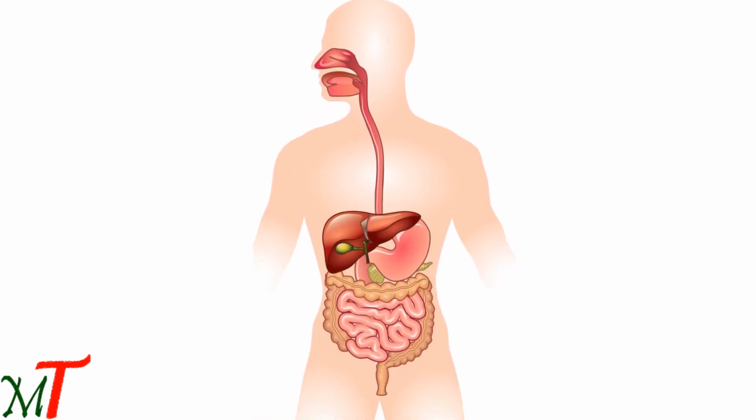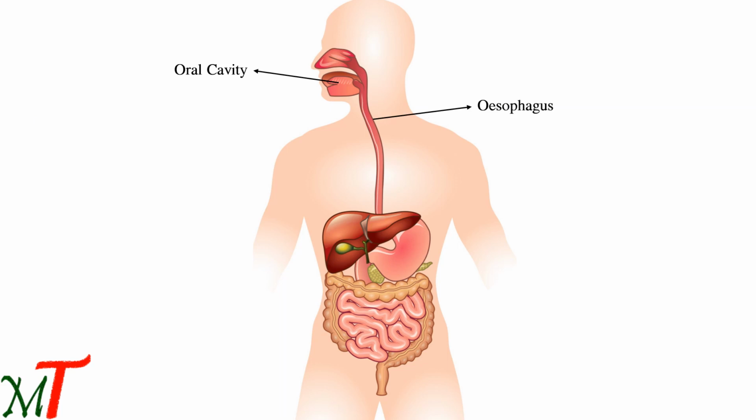Now here see, the digestive system consists of some parts. Now we discuss them one by one. The first one is the mouth. It opens into the oral cavity. The oral cavity has three main parts: teeth, tongue and salivary glands. In humans, there are three pairs of salivary glands.